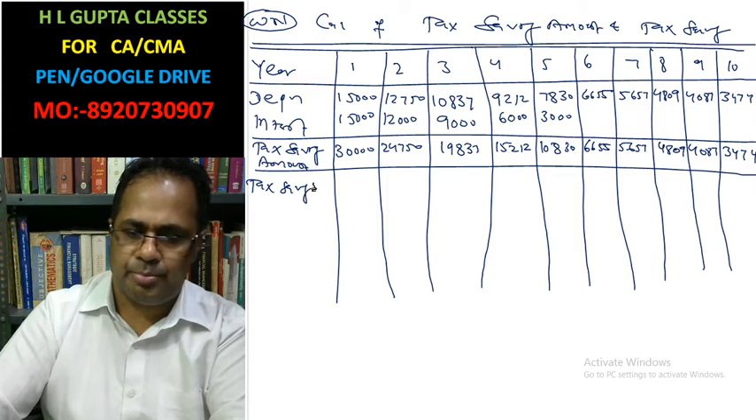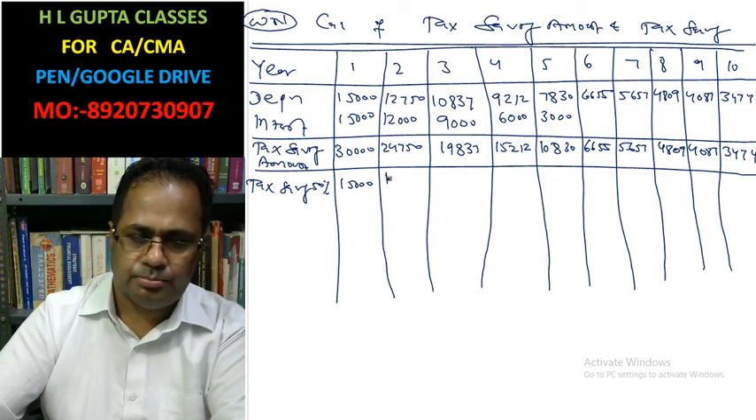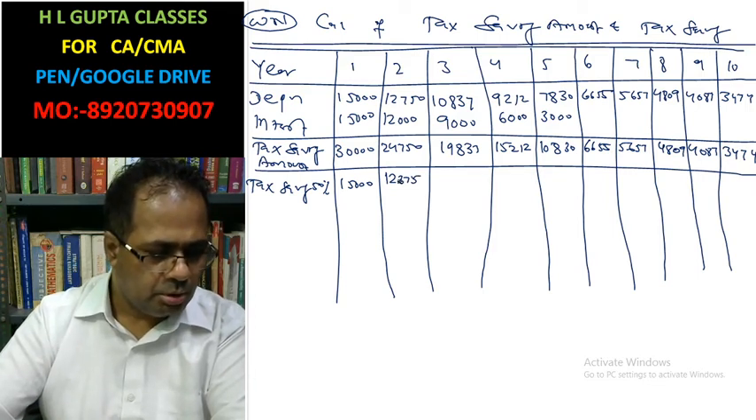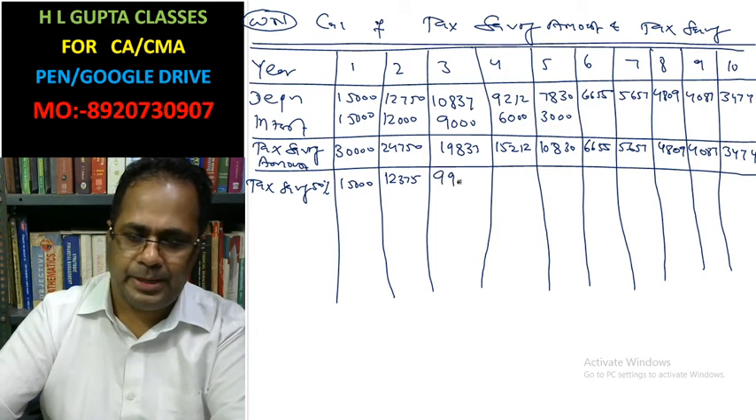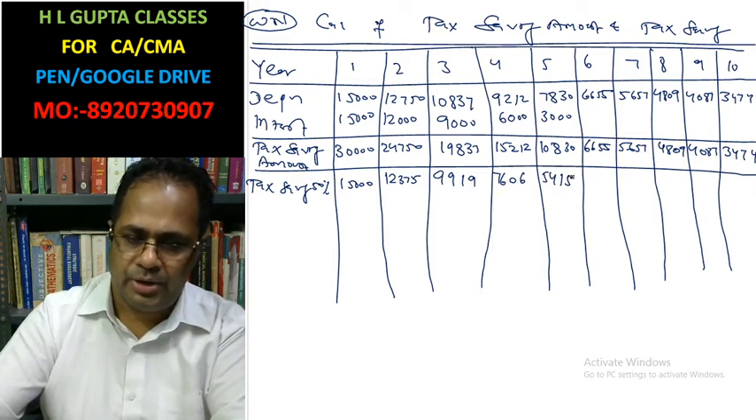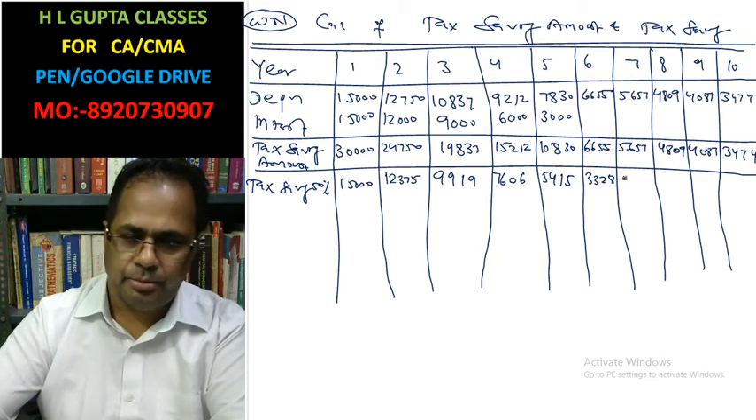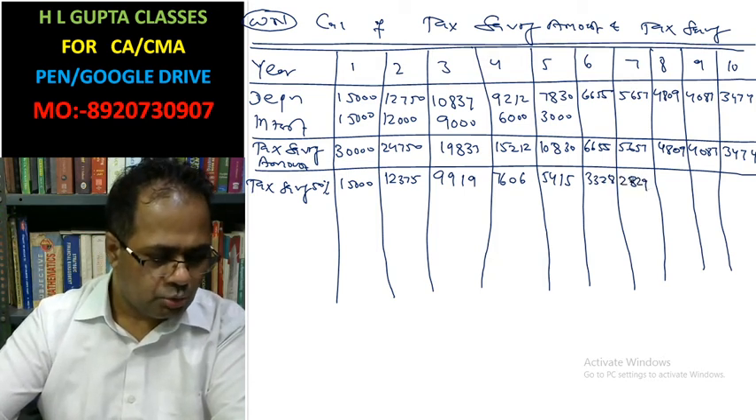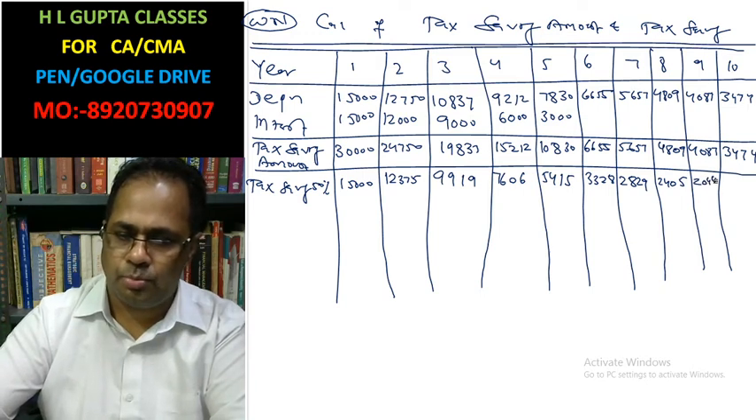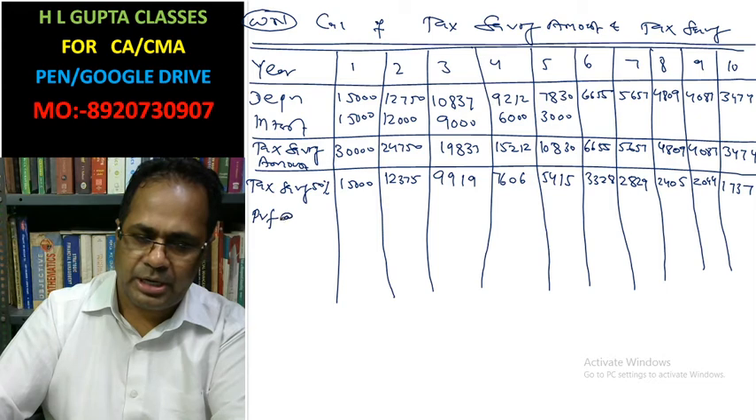Tax saving 50%, that is 15,000, 12,375, 9919, 7606, 5415, 3328, 2829, 2405, 2044, 1737. Now you have to calculate present value factor at the rate of 16%.